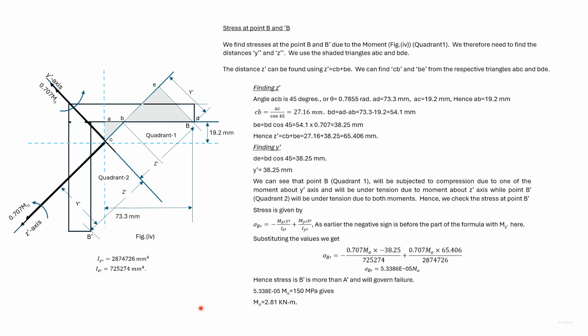At A dash, Z dash is positive and Y dash is negative. Since here we have the Z dash axis 90 degrees counterclockwise to the Y dash axis, we use this formula. Substituting appropriate values, we get sigma A dash in terms of M0.